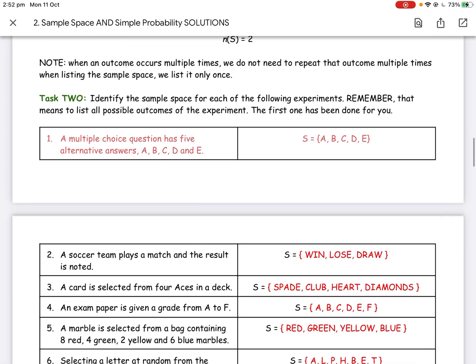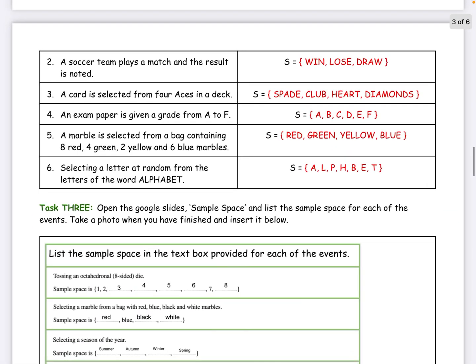Let's see what Miss wrote here. Oh, okay, sorry, right. Soccer team plays a match. Result is either a win, a lose, or a draw. Okay, that makes sense. Card is selected. Spade, club. Yep, we did that. A, B, C, D, we did that. Oh, good. Red, green, yellow. Good. Oh, from the letters of the word alphabet. Silly me. Okay, I thought it meant the whole alphabet. Okay, and she hasn't written A twice because there's 2 A's in the word alphabet, isn't there? Alphabet.